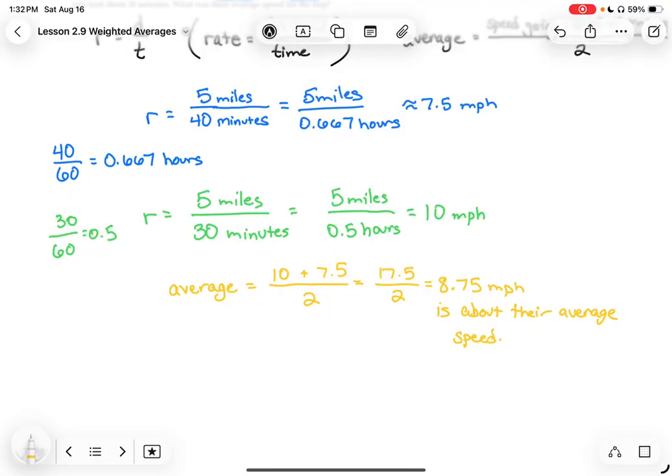And if we had not rounded that 0.667, if we had just left that as an endless decimal or perhaps left it as a fraction, we might get a slightly more accurate number. But 8.75 is good enough for our purposes.